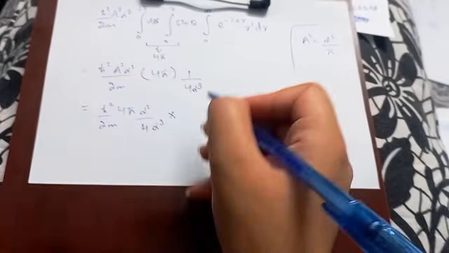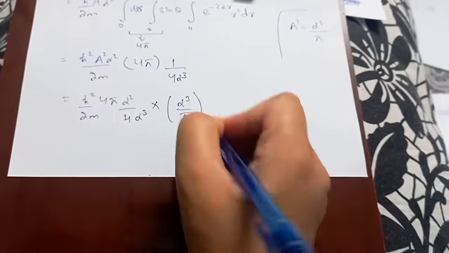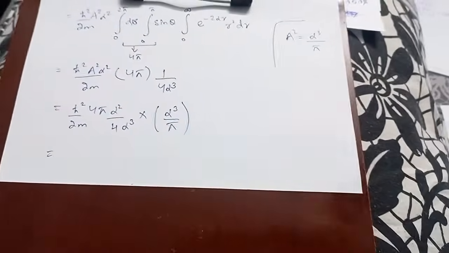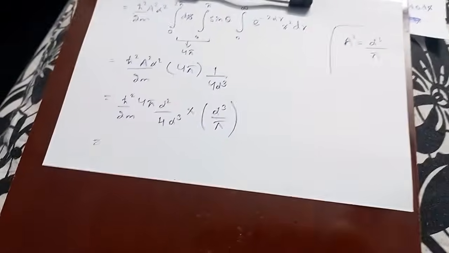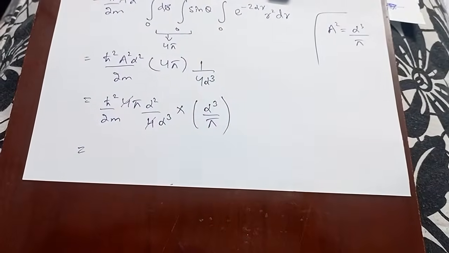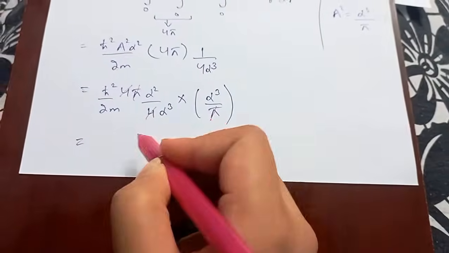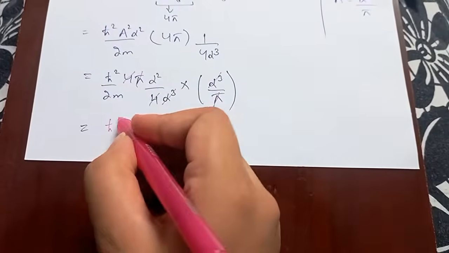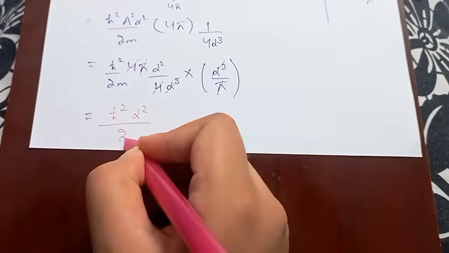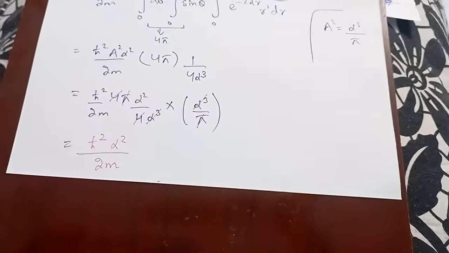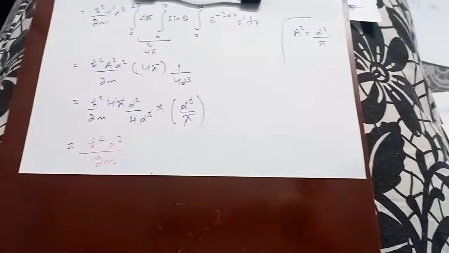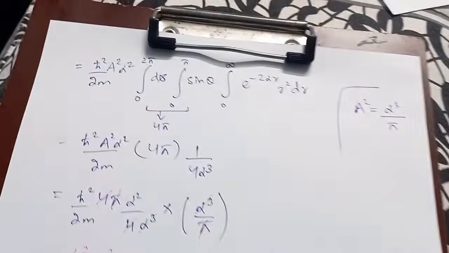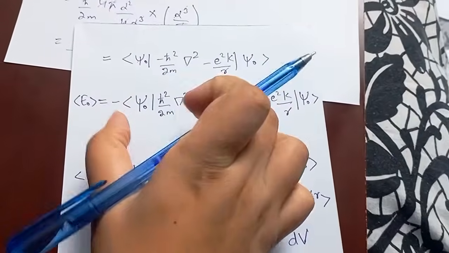In place of a square I'm gonna write alpha cube by pi. Now let's cancel out everything here. This 4 and 4 get cancelled out, pi and pi cancel out, alpha cube cancels out, and yes, nothing else will be cancelled. This is left so far. So this is the value of this whole thing, including the negative sign.